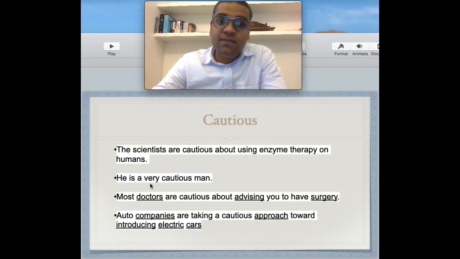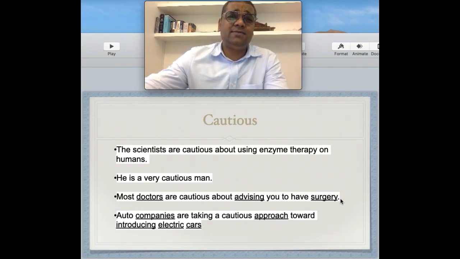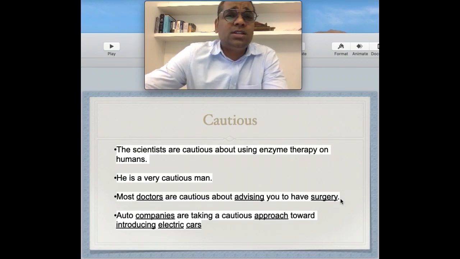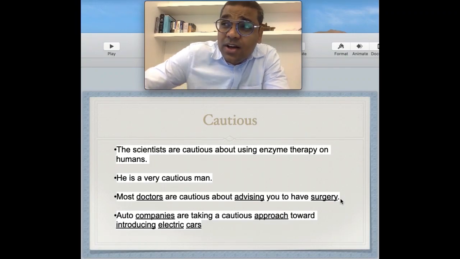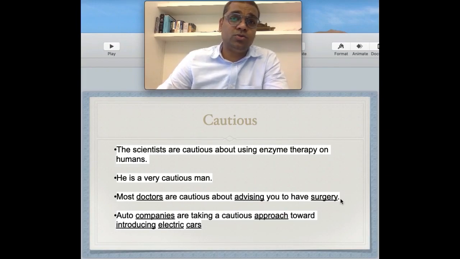He's a very cautious man. Most doctors are cautious about advising you to have a surgery. Don't do the surgery. Avoid surgery as far as possible. If you do surgery, it can be dangerous. So as far as possible, don't go there. Don't do surgery.